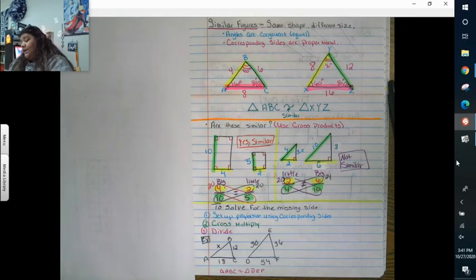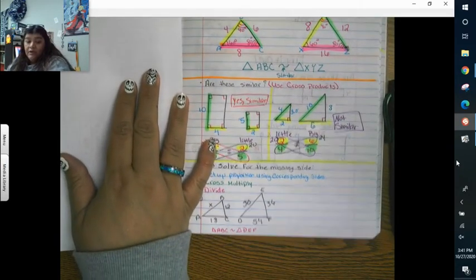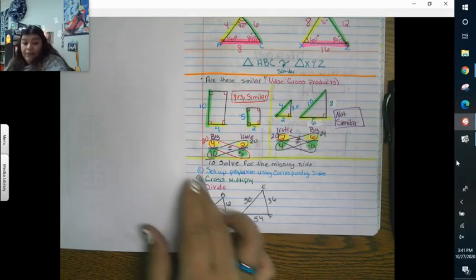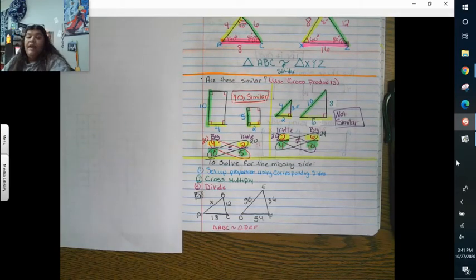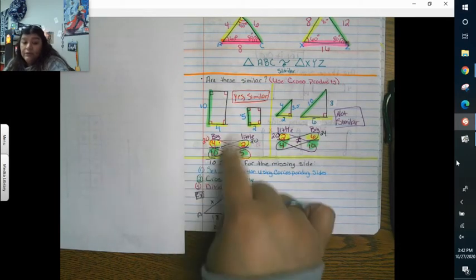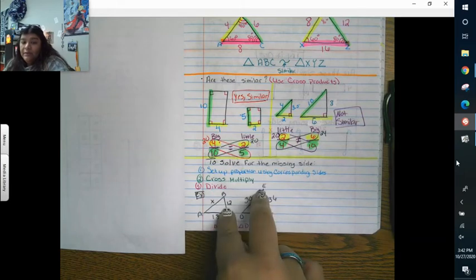All right, so that's how you can tell if two figures are similar figures or not. It's just set up two ratios, set up a proportion, cross multiply, and see if they are equal. Okay, now if they tell you that the figures are similar, then that means when you cross multiply, the products are the same. So here I'm telling you these two are similar.